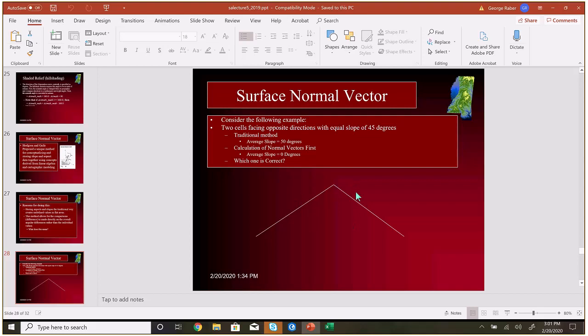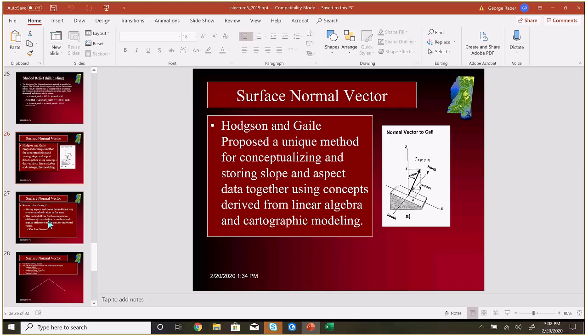We want to capture that value. What we could do is calculate these surface normal vectors first, then calculate the average position of that surface normal vector, and then we would get, so I said 45. I guess it's 30. I mean, I think this looks closer to 30. But we could calculate the average position of that surface normal vector, and we would get a value of 45 as the average slope in that case. So that's one application of it.